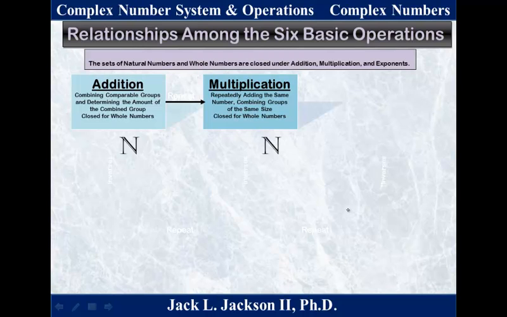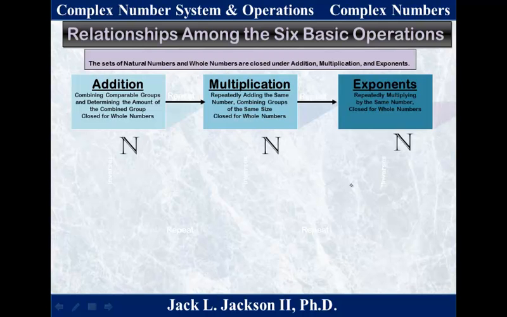Then we can take repeated multiplication and make exponents, or powers. Exponents or powers tell us that we repeatedly multiply the same number over and over again. It's closed for the whole numbers and the natural numbers. So we can think there's a natural order here. Addition is our most basic operation, multiplication is repeated addition, exponents are repeated multiplication.